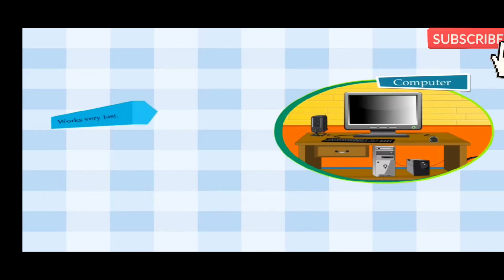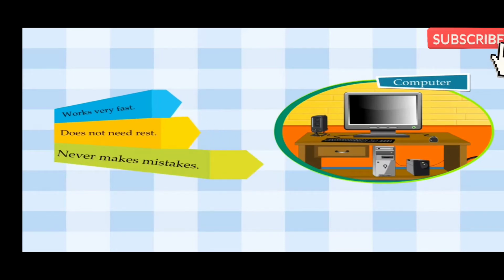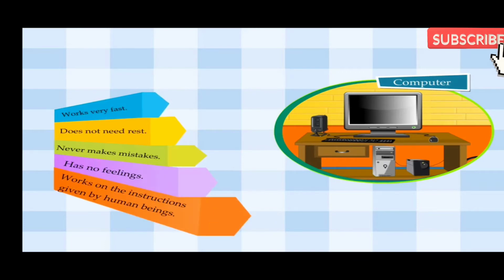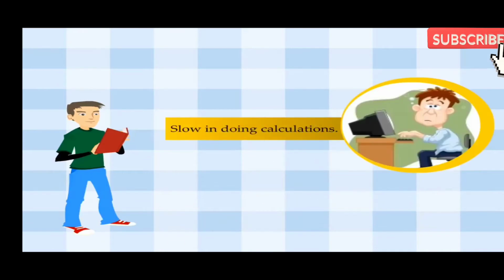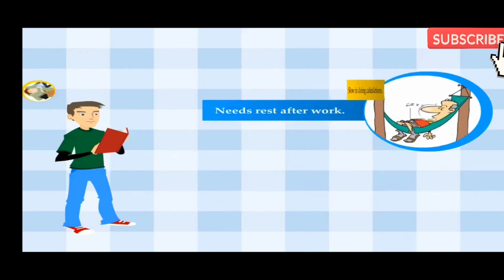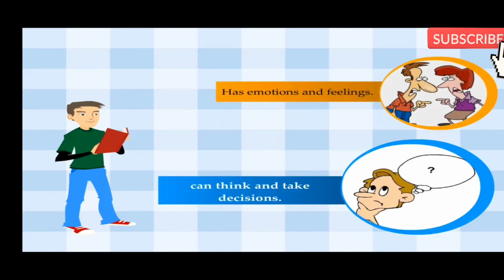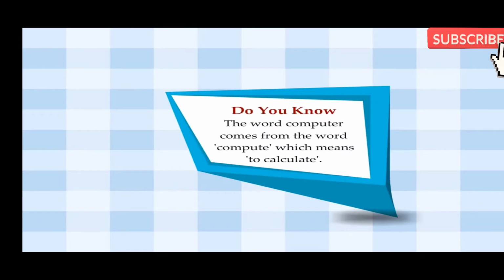A computer works very fast, does not need rest, never makes mistakes, has no feelings, and works on the instructions given by human beings. A human being is slow in doing calculations, needs rest after work, makes mistakes, has emotions and feelings, and can think and take decisions. Do you know? The word computer comes from the word compute, which means to calculate.